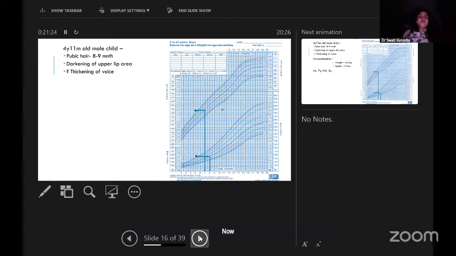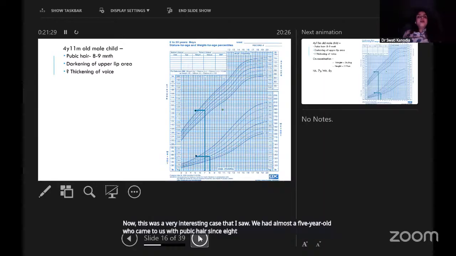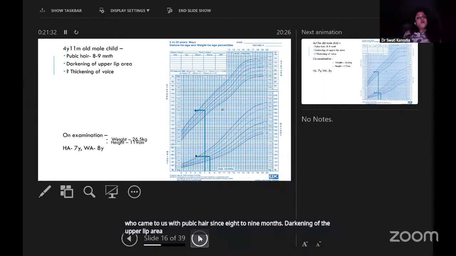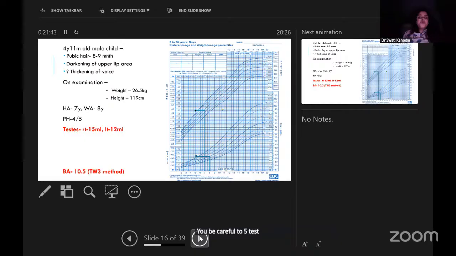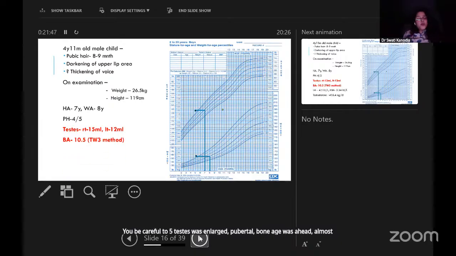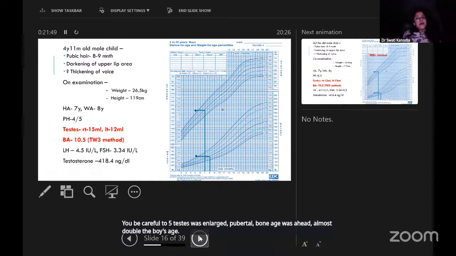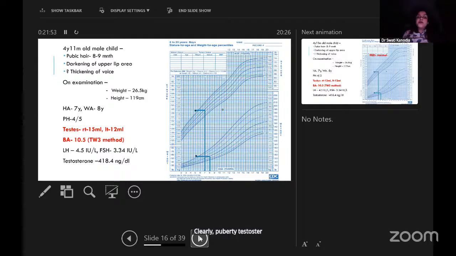Now, this was a very interesting case that I saw. We had almost a 5-year-old who came to us with pubic hair since 8 to 9 months, darkening of the upper lip area, and thickening of voice. On examination, he was quite tall, weight was high, height age of 7 years. Pubic hair 4 to 5, testis was enlarged, pubertal, bone age was ahead, almost double the boy's age. LH, FSH were clearly pubertal, testosterone was clearly pubertal.